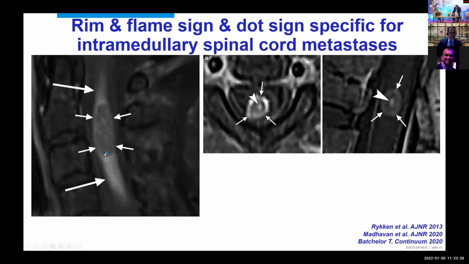Another sign that you can look out for is the rim and flame sign. This was studied by our neuroradiologist here at the Mayo Clinic. And here you see a flame at the top of the lesion and at the bottom of the lesion, and then a rim of enhancement with a less enhancing center. And sometimes in that center, you can see a dot sign. So this rim and flame and dot sign have been reported as suggestive of intramedullary spinal cord metastases. That's cancer spreading to the intramedullary part of the spinal cord. Most cancers, when they present, compress the cord externally. But when you have intramedullary involvement, think about this rim and flame sign and the dot sign.